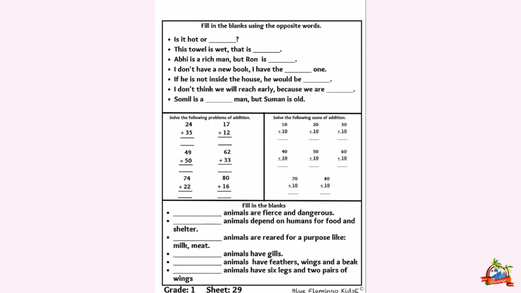Dash, animals have feather, wings and a beak. कैसे एनिमल्स के पास फेदर्स भी होते हैं, बीक भी होती है और विंग्स भी होते हैं. Birds. Understood? In this way you will complete all the fill in the blanks with correct word.